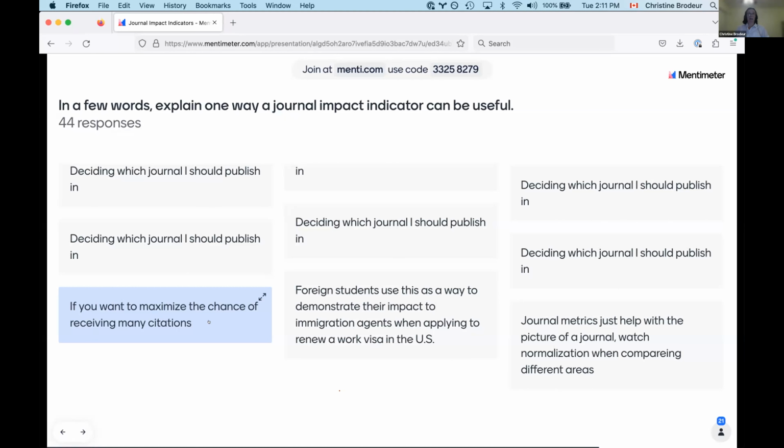Yeah, so I don't have the exact figure, sorry. It's that some papers have never been cited, even in Nature and Science. So thank you for the statistic there. So moving along, let's go.